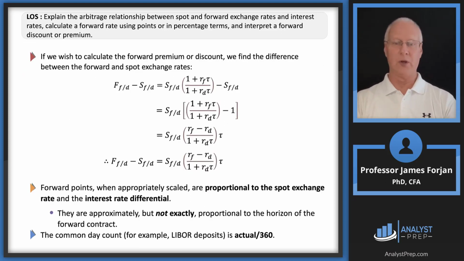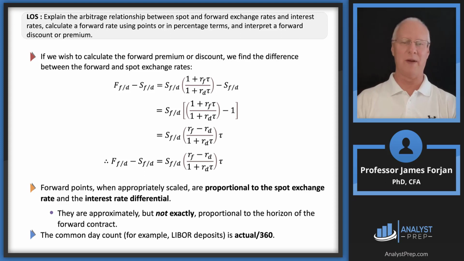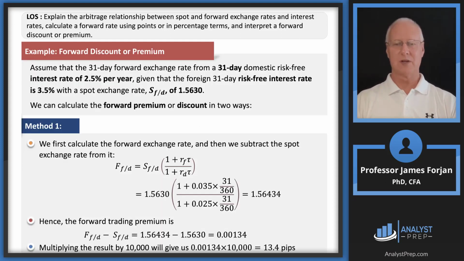Now, what I could do is go through all this stuff here and derive it. Let's not worry about that. You ready? Let's go ahead and work through an example. So we have a 31-day 2.5% and a 31-day 3.5%. What is that? Domestic and foreign. And then there's the spot rate. We can calculate the forward premium or discount. Well, here we go, 31 days.